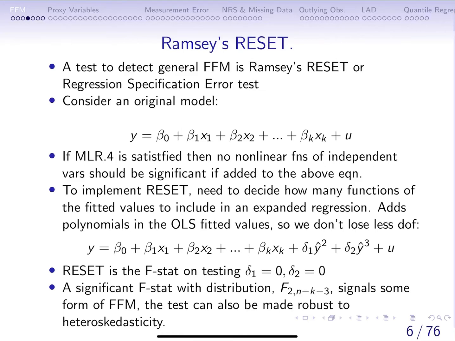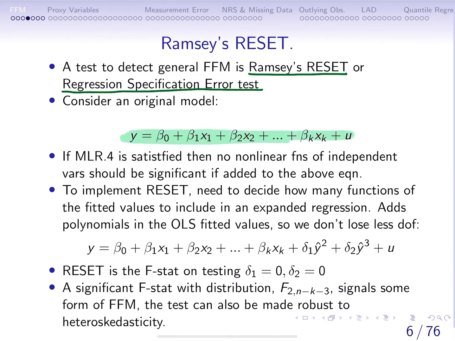In this video, we will talk about a test that is used to detect general functional form misspecification. This is called Ramsey's RESET, or in other words, the Ramsey regression specification error test.